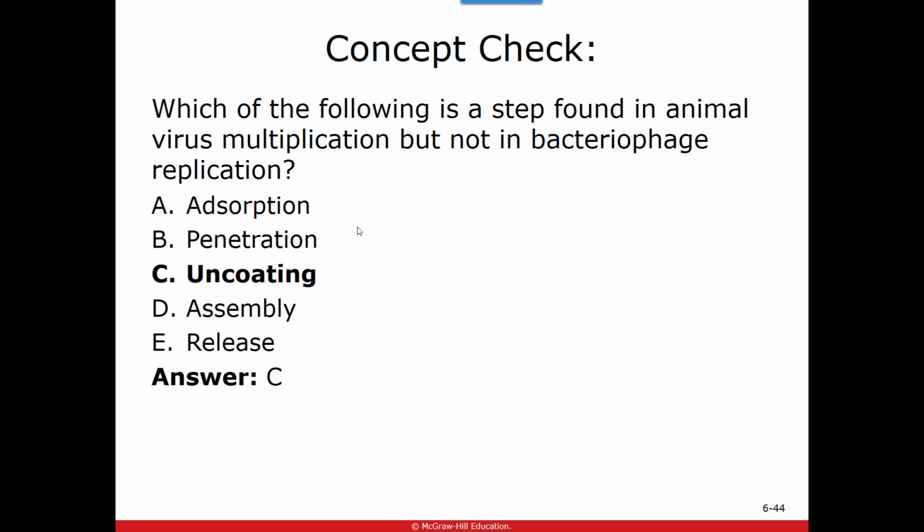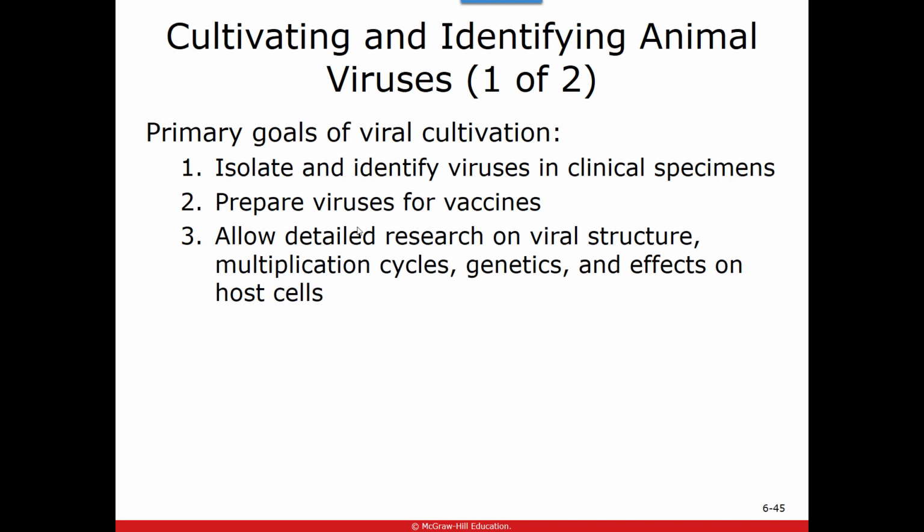Now, when we try to grow and identify animal viruses, there's lots of viruses out there, and we need to identify them in patients. Well, we can isolate and identify viruses in clinical specimens. We could take a sputum sample, blood sample, look specifically for the viruses. It can take a long time, and long enough that we don't want to wait. And so we usually are going to identify them using some type of antibody testing. But we can grow viruses in a lab to help identify them.